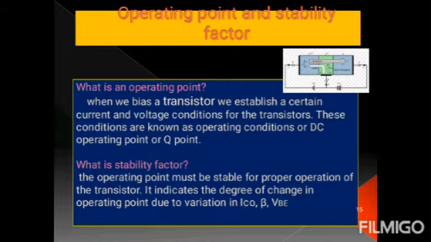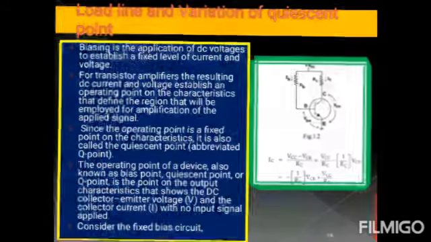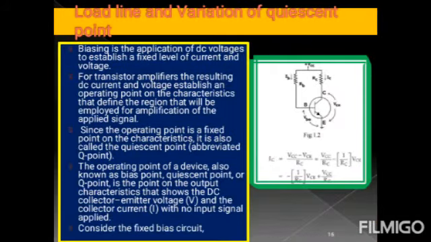Next, load line and variation of Q point. What is load line? Biasing is the application of a DC voltage to establish a fixed level of current and voltage. For transistor amplifiers, the resulting DC current and voltage establish an operating point on the characteristics that defines a region that will be employed for amplification of the applied signal. Since the operating point is a fixed point on the characteristics, it is also called the Q point or quiescent point.